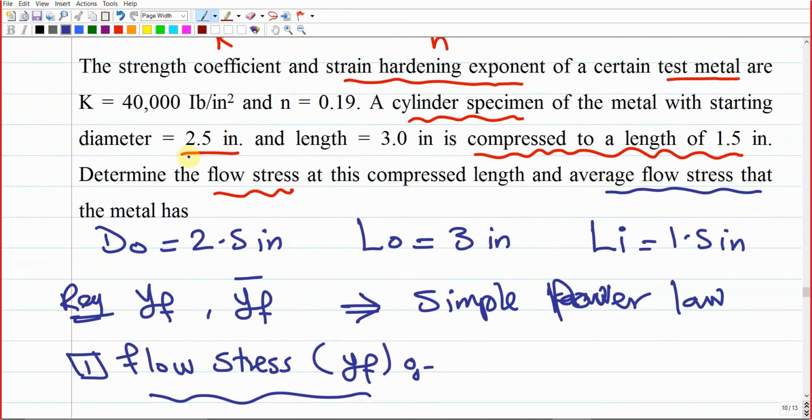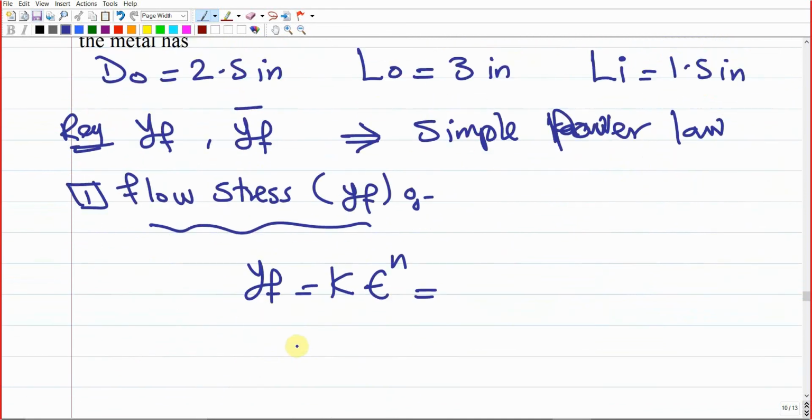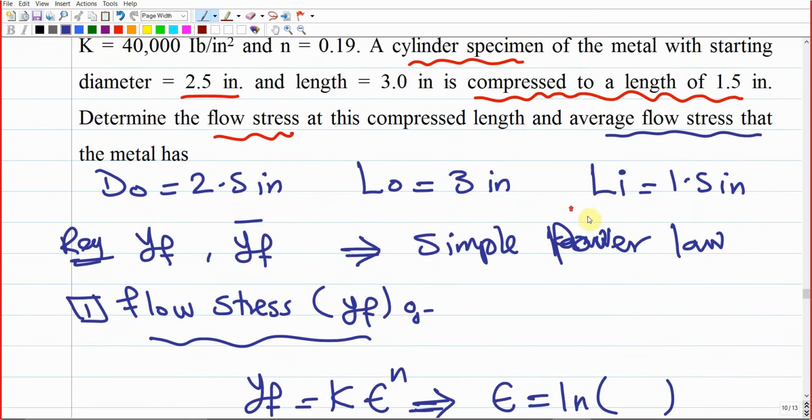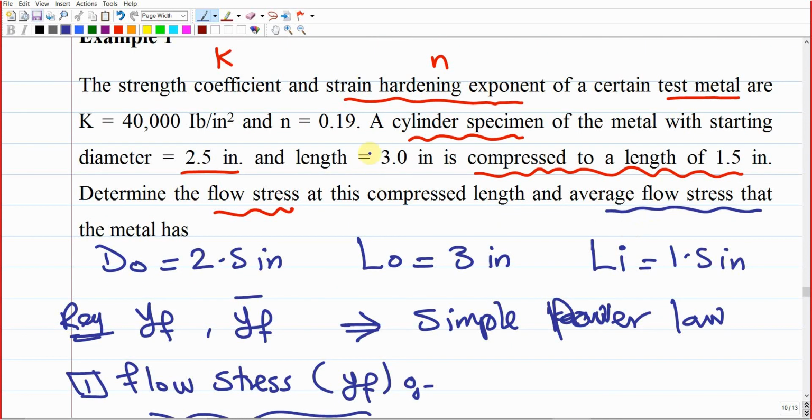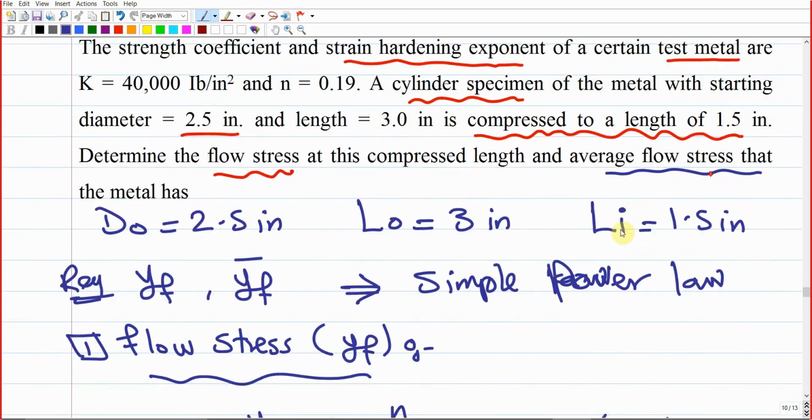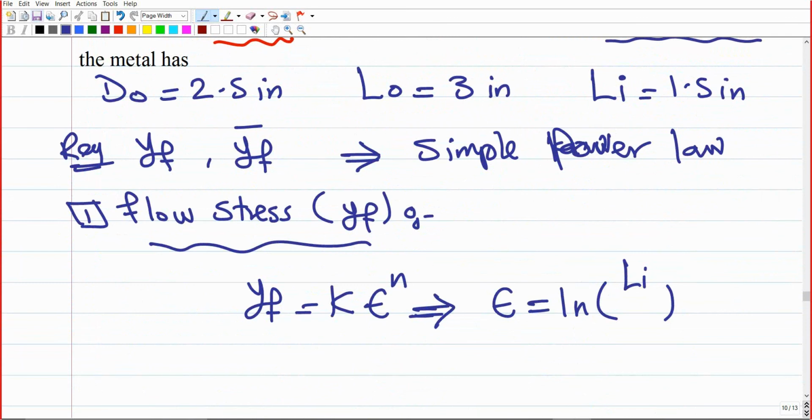So how much is K? To calculate the flow stress, we have to calculate the strain first, right? The true strain should be based on the length, the thing that is going to change. We are going to change the length from 3 inches to 1.5 inches. So it should be Li over L0 or L0 over Li. But directly put the higher value on the top to end up with a positive value. So don't bother yourself with the sign.